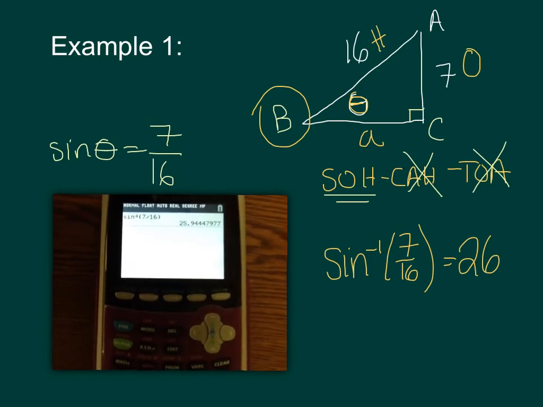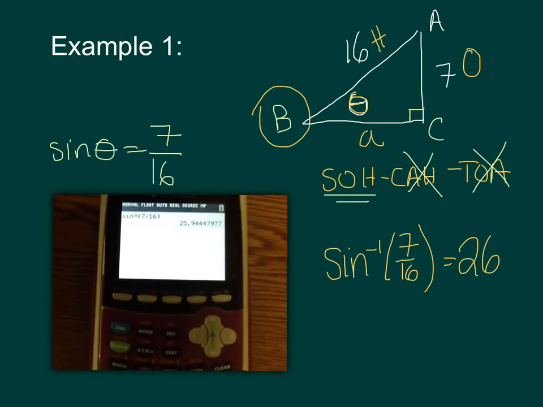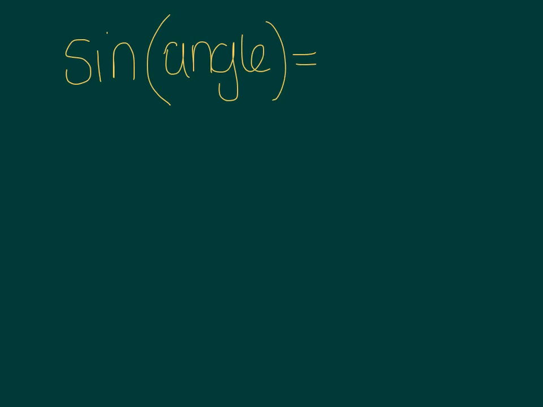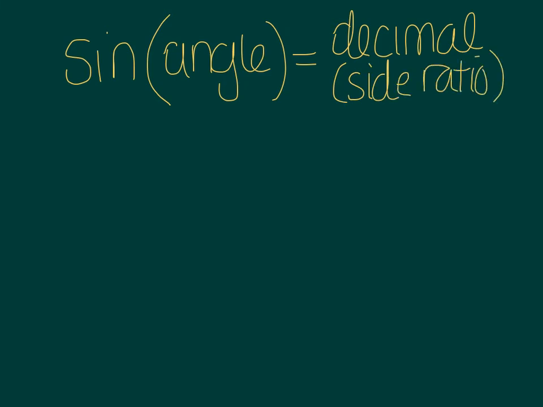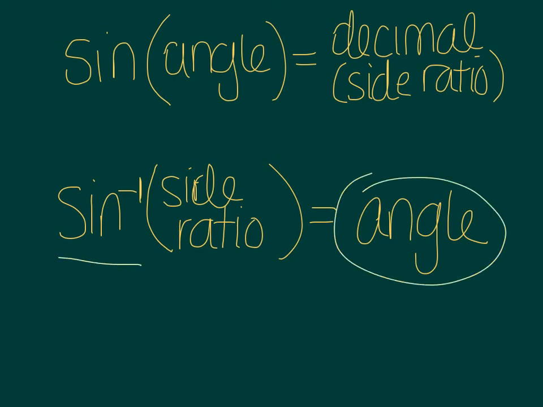So the regular sine takes an angle and gives you a crazy decimal. The inverse sine takes the side ratio and gives you the angle. So it's about 26 degrees. Let me quickly recap that. The sine function takes an angle and gives you a decimal that represents the side ratio. The inverse sine does the opposite. It takes the side ratio as input and spits out an angle. So you can always decide which you're using by what you're trying to find. If you want an angle, you're going to use the inverse sine. If you want a side, you're going to use the regular sine.